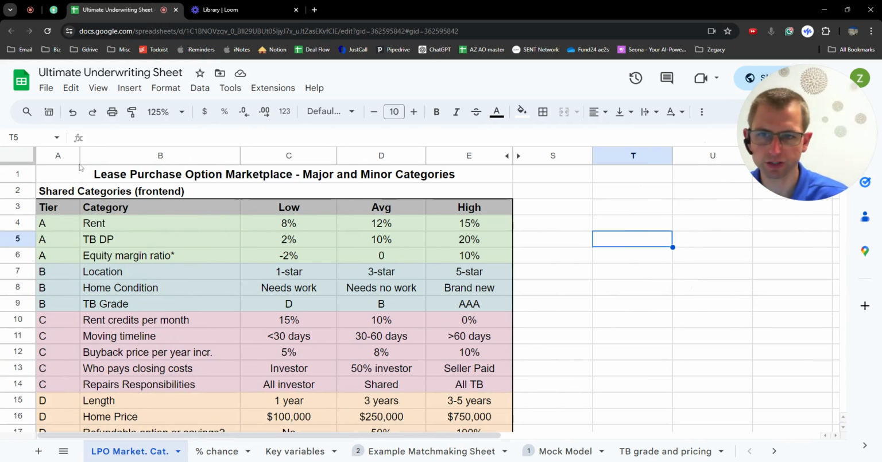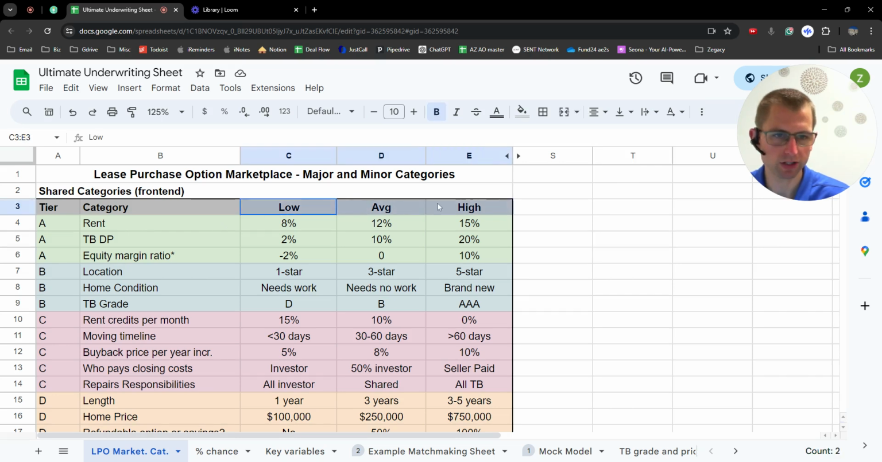So if we're looking at this sheet, what we have here is a few columns. It's a tier, so category A, B, C, D, a category, rent, the tenant buyer down payment or option fee, the equity margin, and then we kind of have a range of a low, average, and high. So in general, what does that mean?